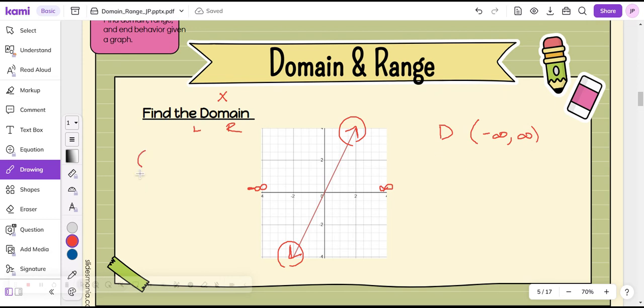We're going to be using parentheses and brackets. So a quick reminder, you use a parenthesis when you have an open circle, or when you're using negative infinity or positive infinity. So you're always using a parenthesis when you have an open circle or negative infinity or positive infinity. The bracket is only used when you have a closed circle. We'll see an example of that in just a second. So here's my domain.